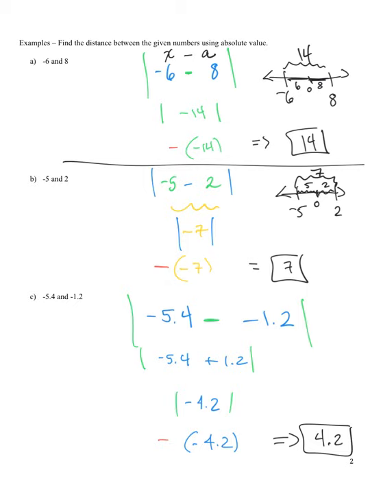So that's the geometric interpretation of absolute value, being the distance between two values.